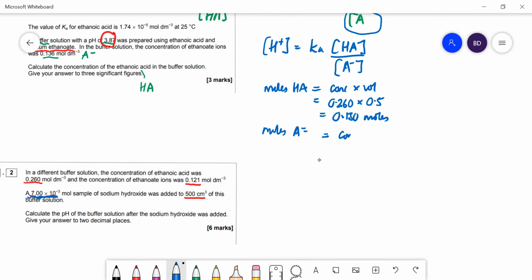Let's do the same for the moles of A minus. Conc times volume. The concentration is 0.121 multiplied by 0.5, which is equal to 0.0605.